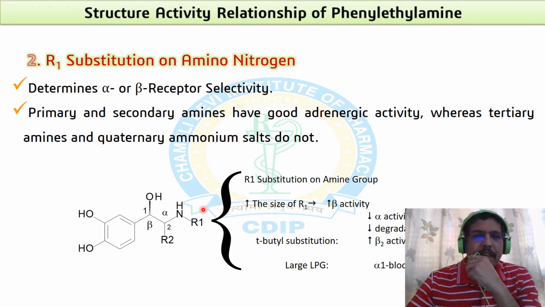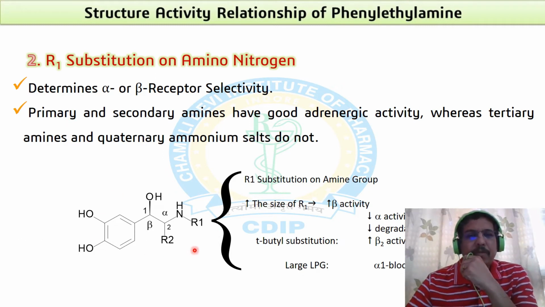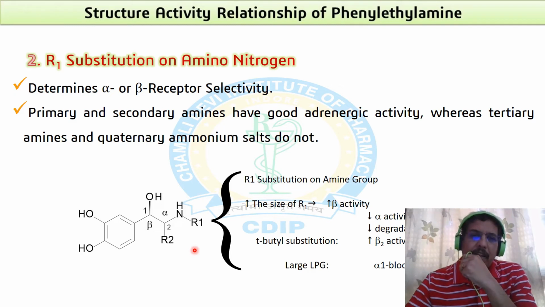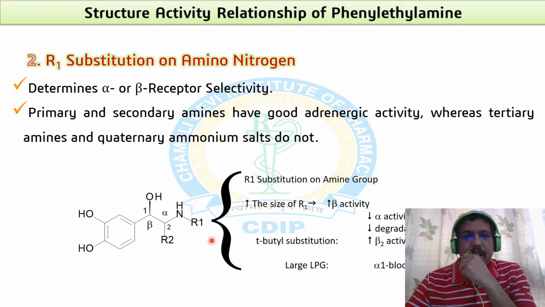So ultimately this R modification is responsible for defining the binding of the phenylethylamine towards the specific receptor. It may be alpha 1, alpha 2, beta 1 or beta 2, or maybe non-selective in case of alpha, or non-selective in case of beta, or non-selective for alpha and beta both. So how does this happen? We take the different conditions which arise one by one.